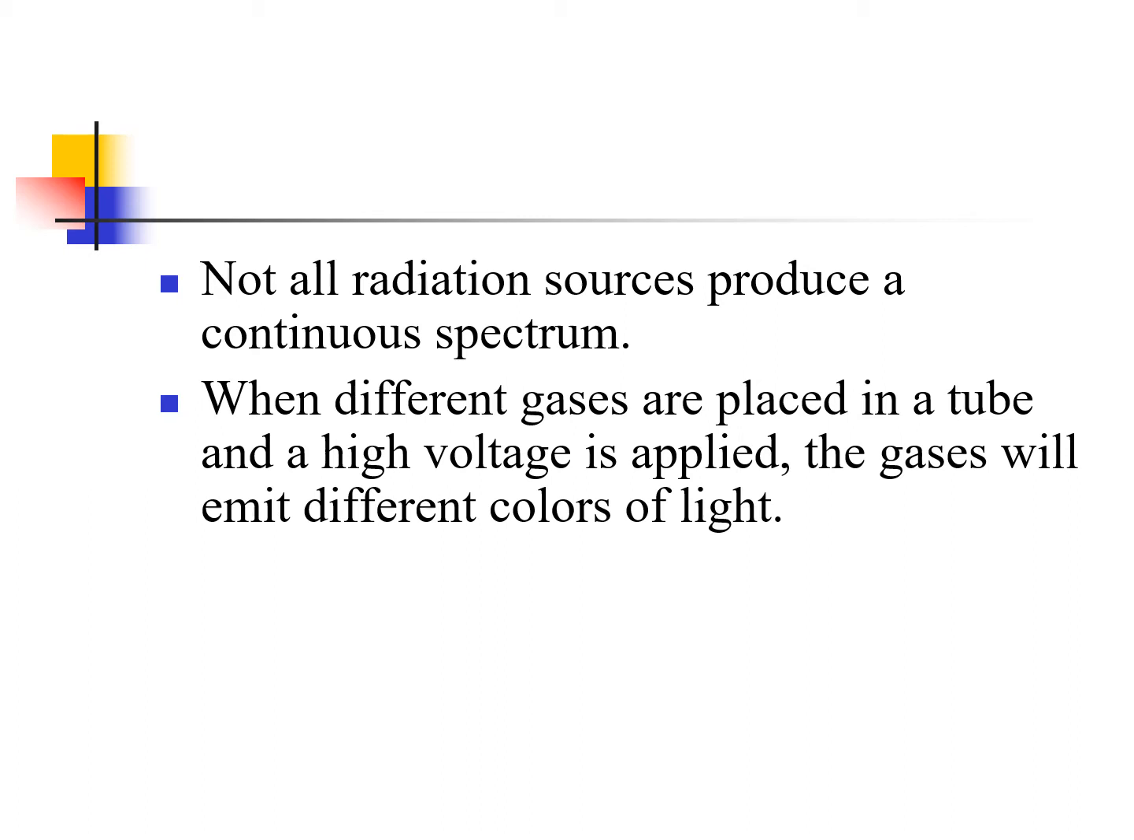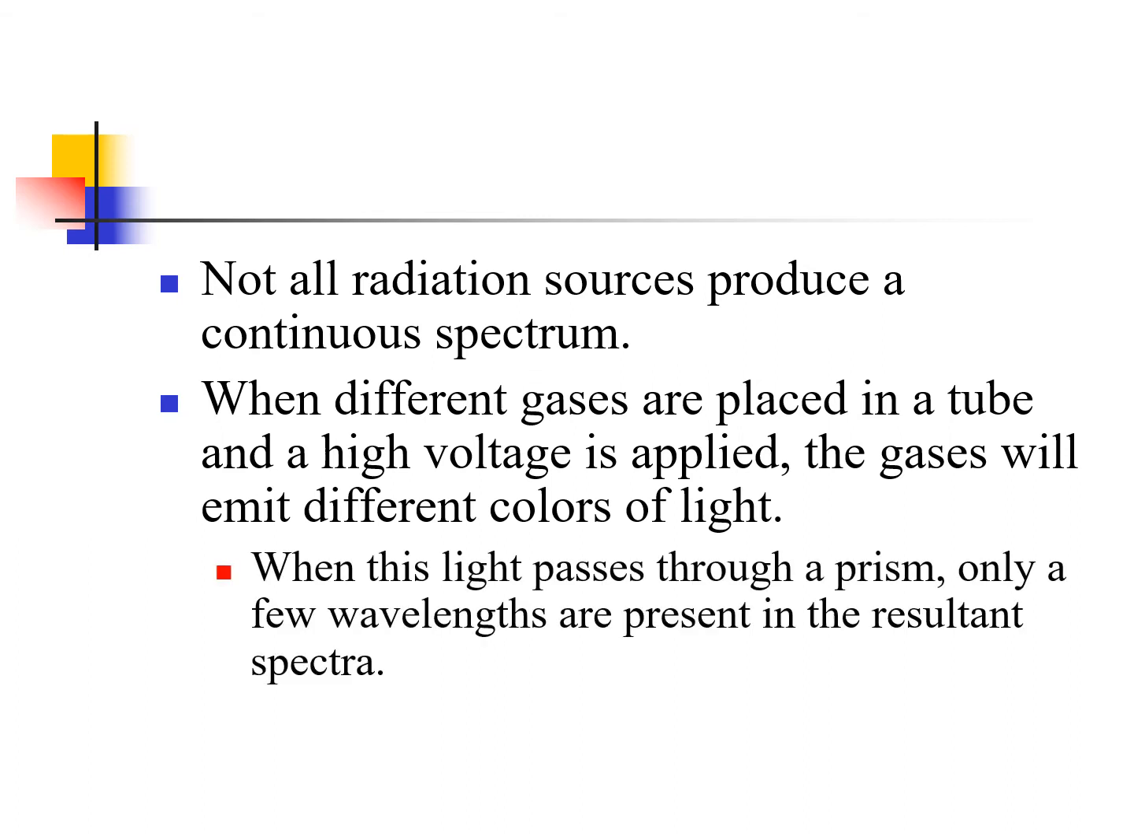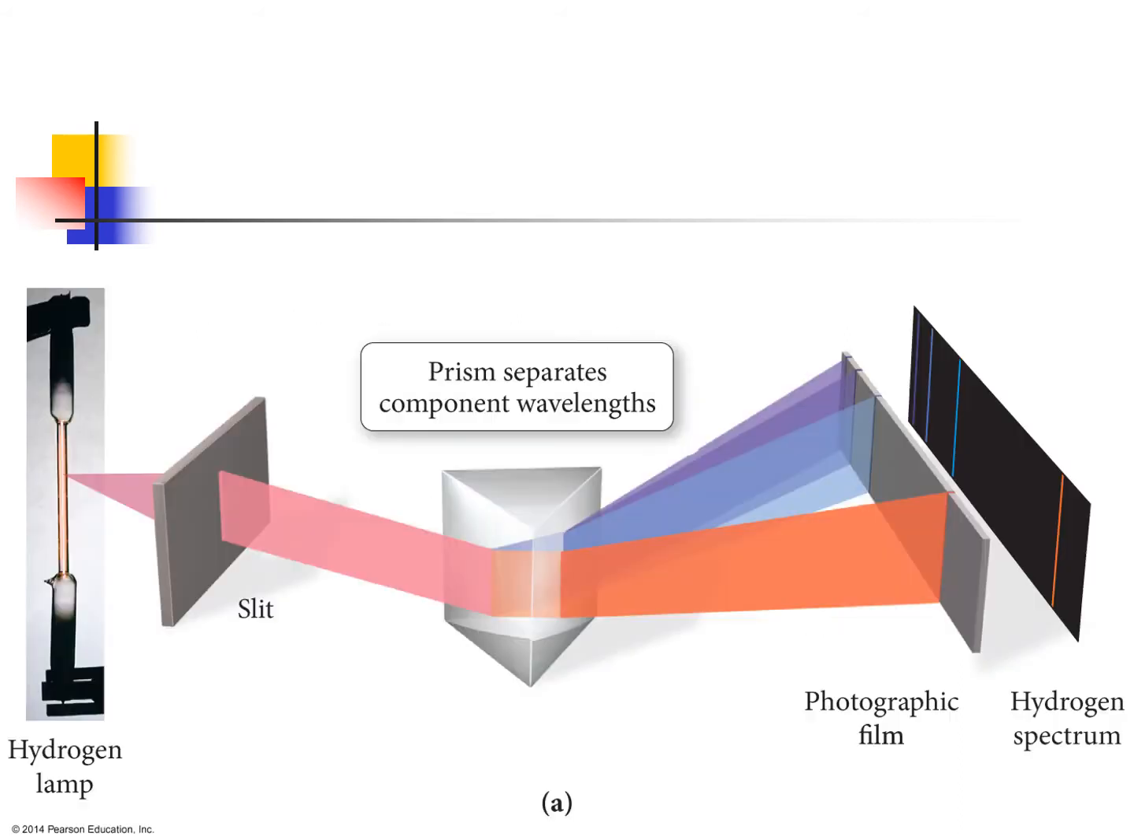Now, not all radiation sources produce a continuous spectrum. If we take different gases and place them in a tube and apply a high voltage, giving them lots of energy, the gases will emit light. The light given off is different colors. Now we pass that light through a prism, and instead of a full rainbow, we see only specific lines of color with big gaps in between.